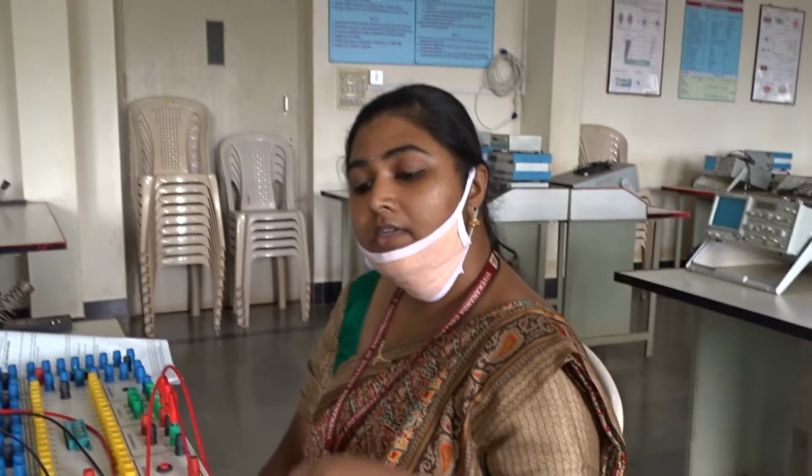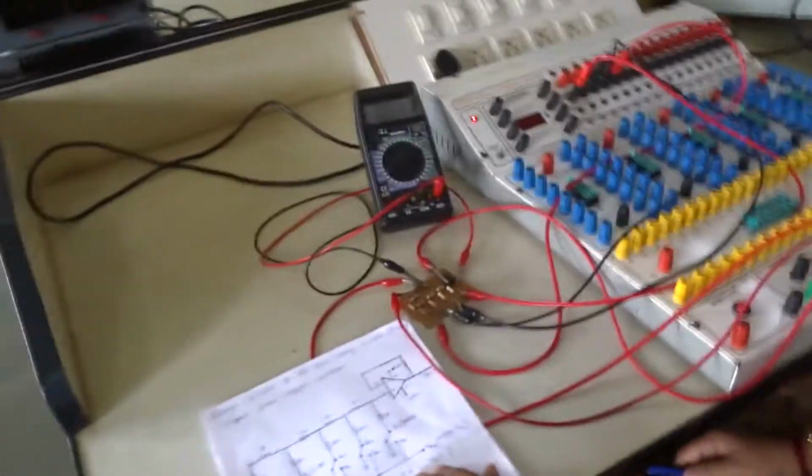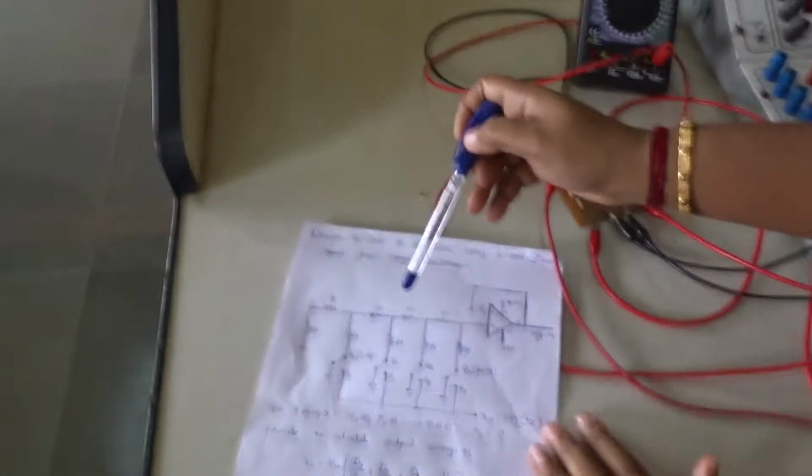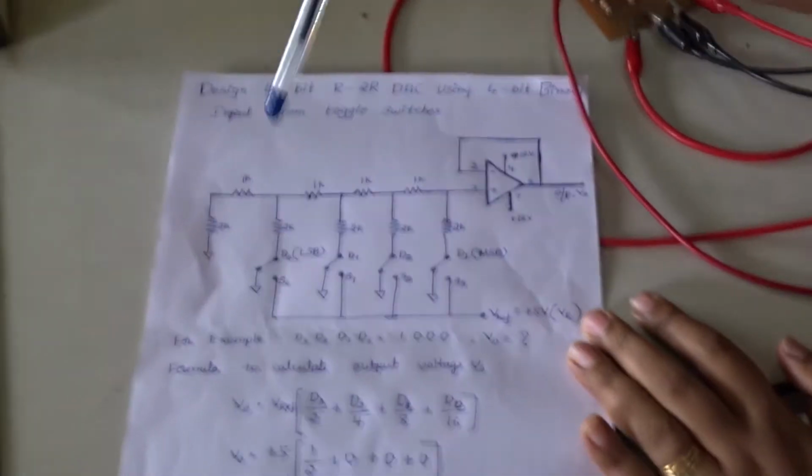Here we are making use of a 4-bit R2R DAC, that is a 4-bit R2R ladder digital to analog converter, using an op-amp, that is an operational amplifier, to do this operation. Okay, so this is the circuit diagram we can see. This is a 4-bit R2R digital to analog converter.